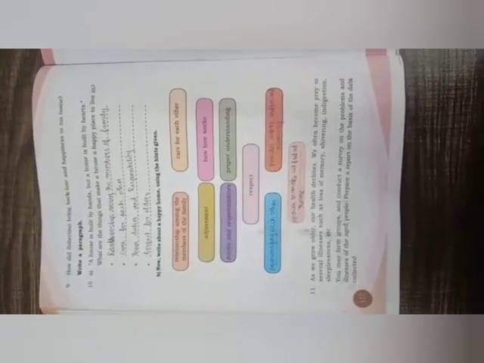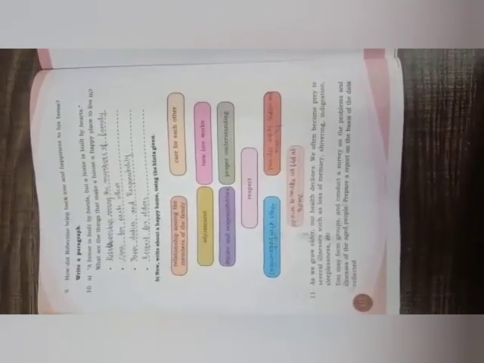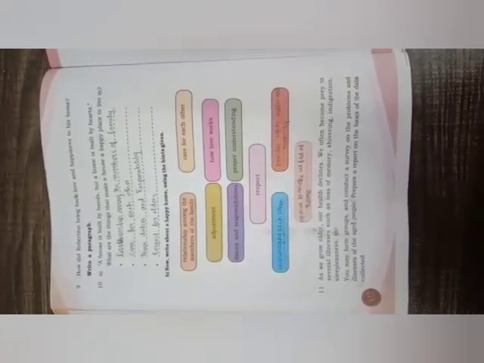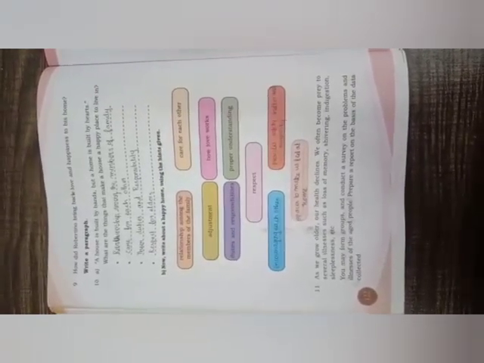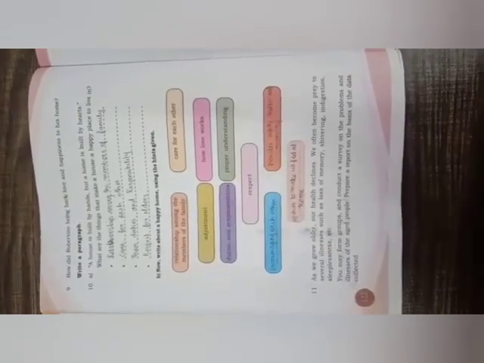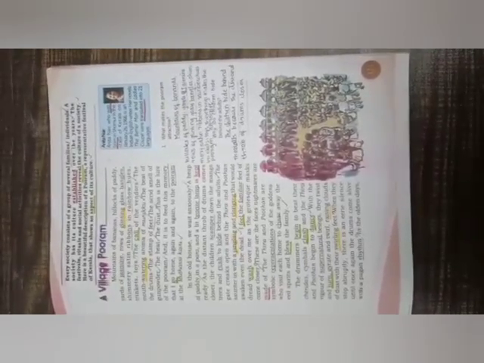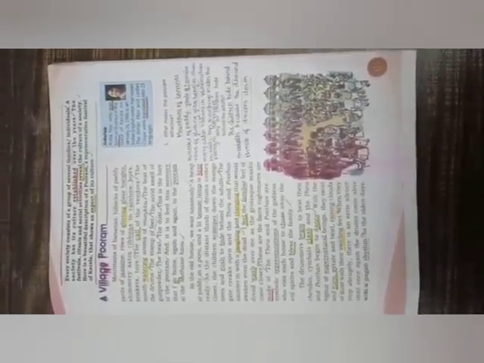Here we need to write a paragraph on what are the things that make a house a happy place to live in, and some hints are given to write about a happy home. And the next activity is to conduct a survey on the problems and illness of the aged people. Village Poem: here I mark the present tense, past tense, continuous tense, and there are some questions that we need to answer.